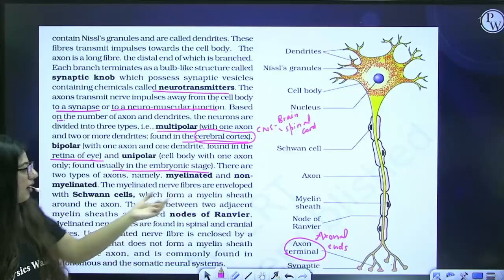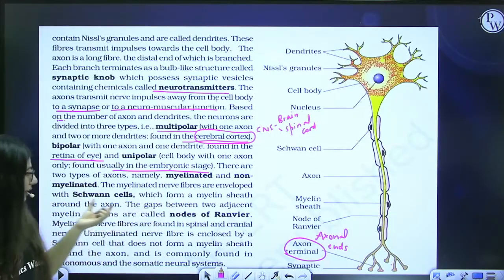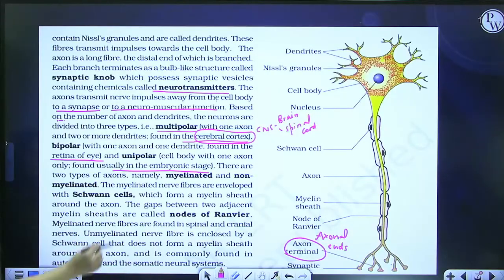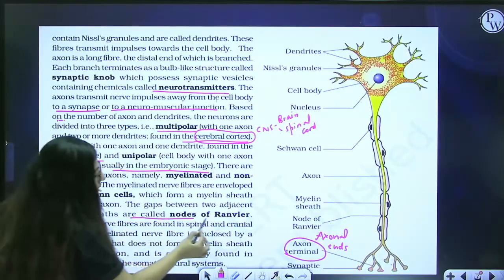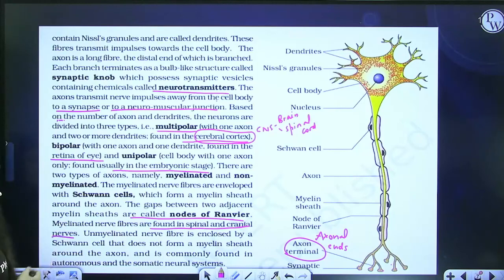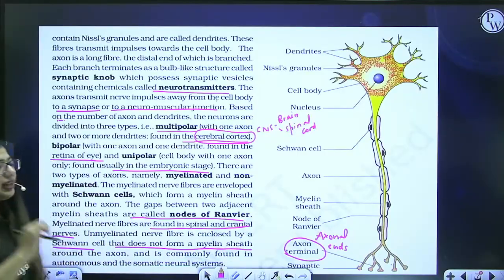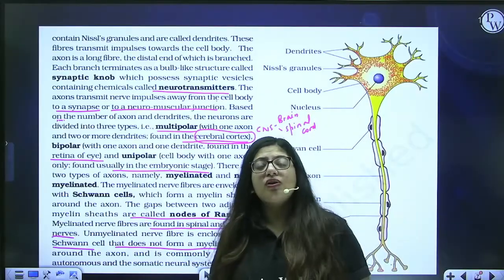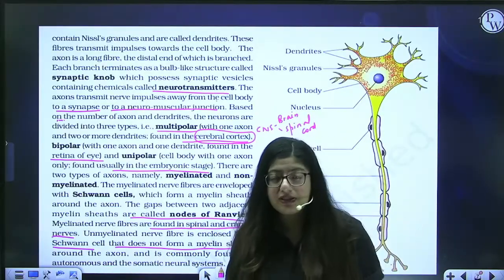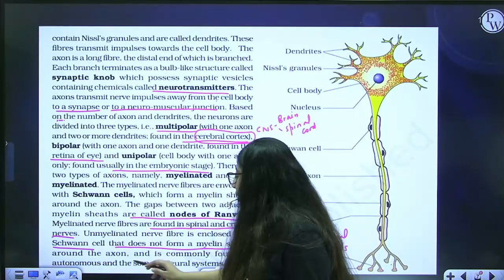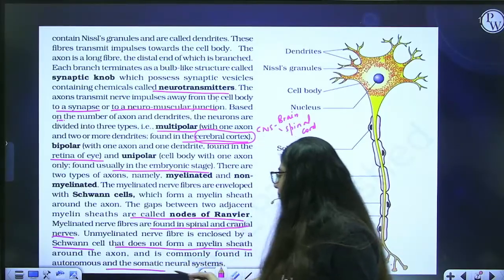The myelinated nerve fibers are enveloped with Schwann cells, which form a myelin sheath around the axon. So in the myelinated one, the myelin sheath is present. The gap between two adjacent myelin sheaths is called the node of Ranvier. Myelinated nerve fibers are found in spinal and cranial nerves. Unmyelinated nerve fibers are enclosed by Schwann cells that do not form a myelin sheath. As I have told you, the only difference between myelinated and unmyelinated is on the basis of the myelin sheath, not on the basis of Schwann cells. In the unmyelinated, Schwann cells may or may not be present, and it is commonly found in autonomic and somatic neural systems.